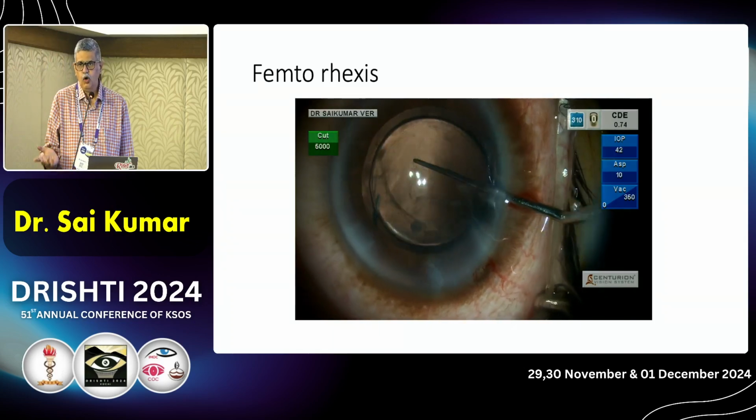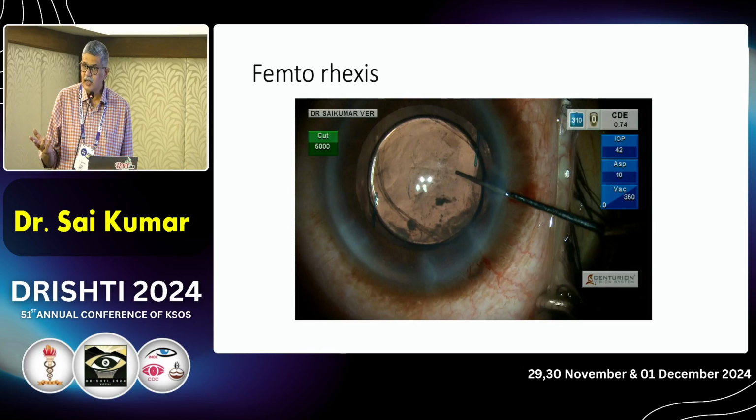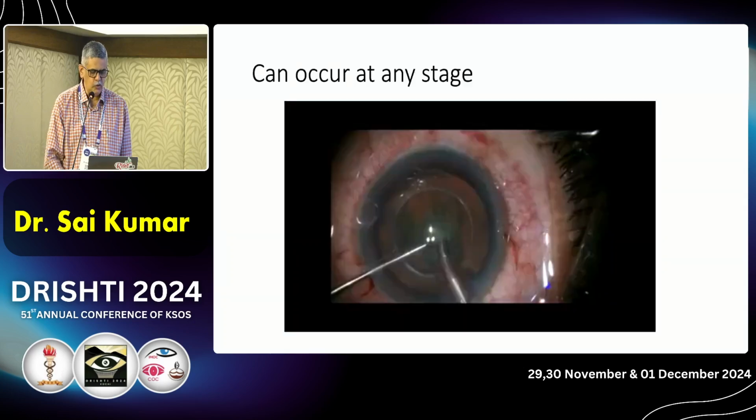You can still go ahead and put in a single piece lens inside the bag. But if you have seen the rent, don't do that. This is my thought process and my advice. But if you have already put in the lens and then the capsule breaks and you feel that the lens is stable, don't touch that lens. Leave it there. So that is what I'm going to show you next.